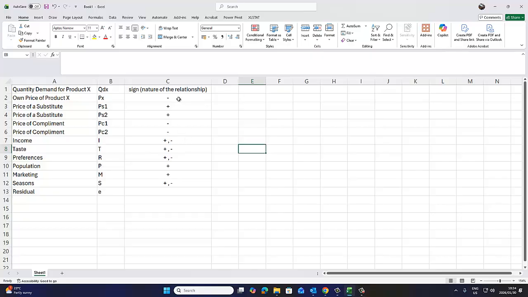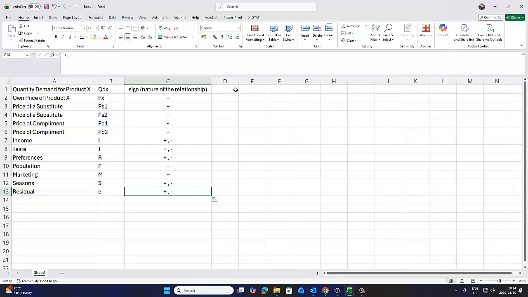Income, etc. So these are the signs that I'm interested in. Obviously, the error is also going to be plus or minus. The error term will also be plus or minus depending on those things that I haven't included in my function.